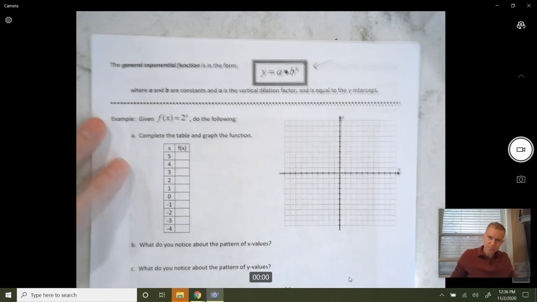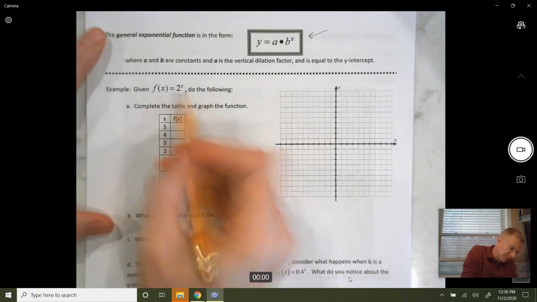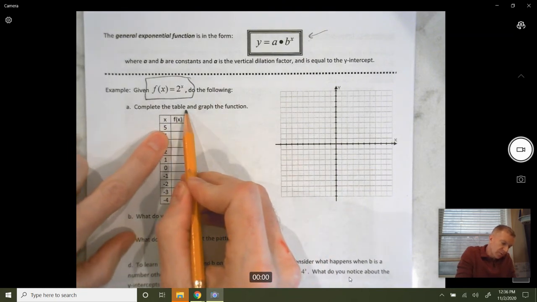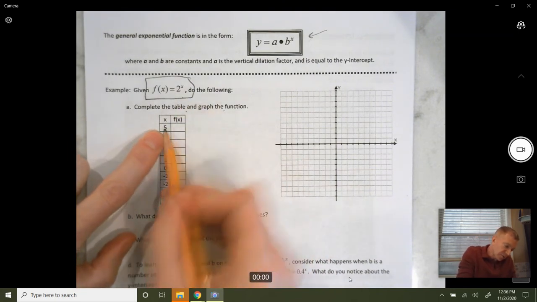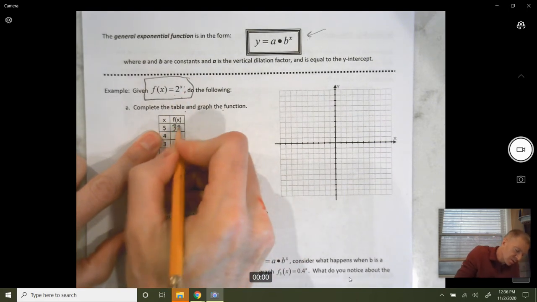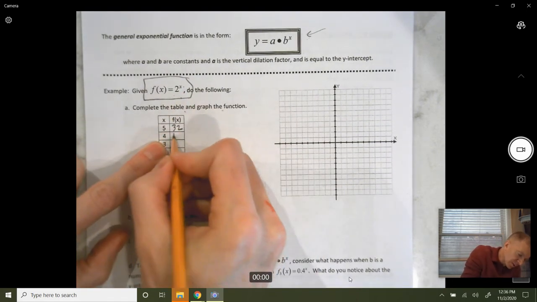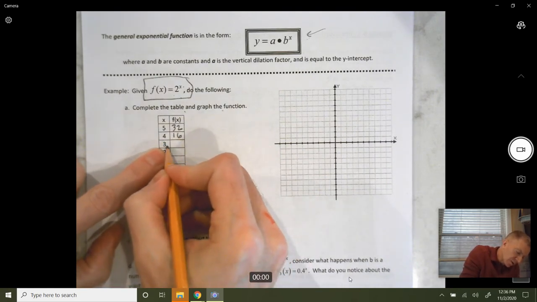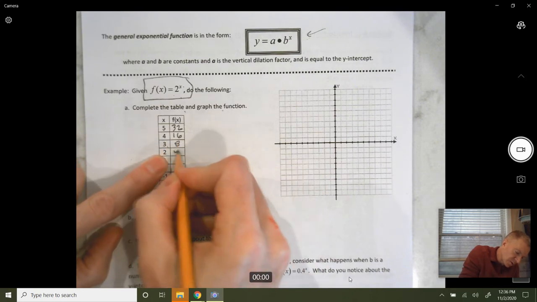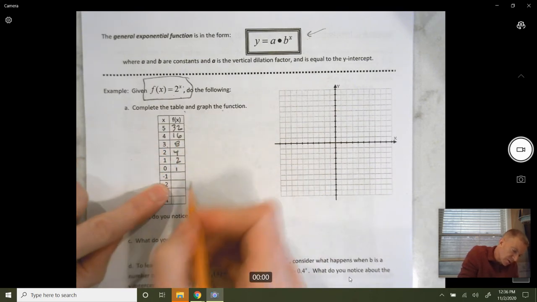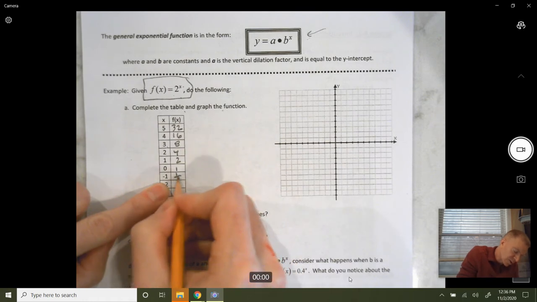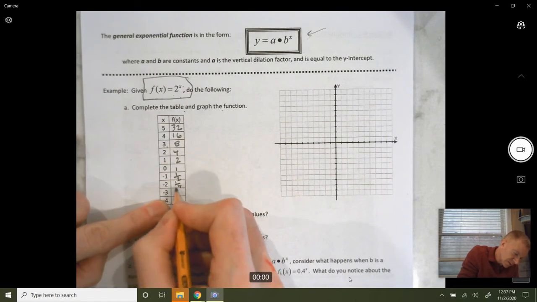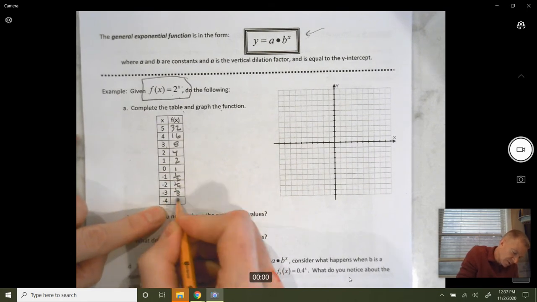So this page, y equals a times b to the x. If you look at this function, kind of a fairly simple function, complete the table and the graph for this graph. So when x is 5, you have 2 to the 5th, which is 32. When x is 4, 2 to the 4th is 16. When x is 3, you have 2 to the 3rd, 2 squared, 2 to the 2nd, 2 to the 0, 2 to the -1, 2 to the -2, 2 to the -3, 2 to the negative 4.